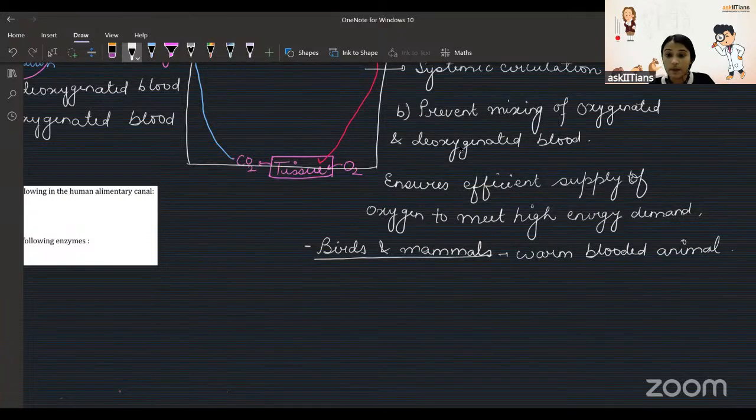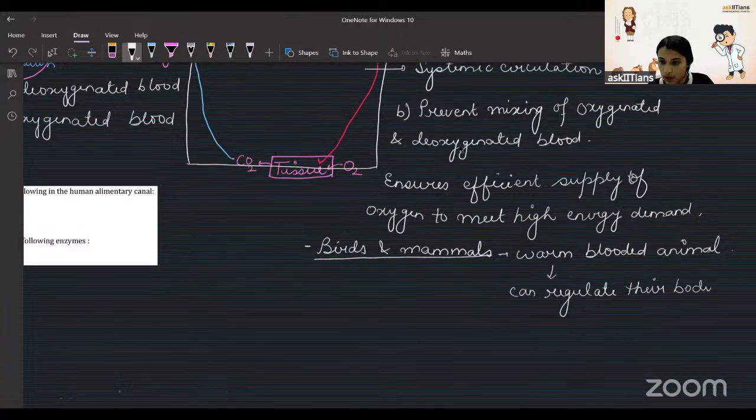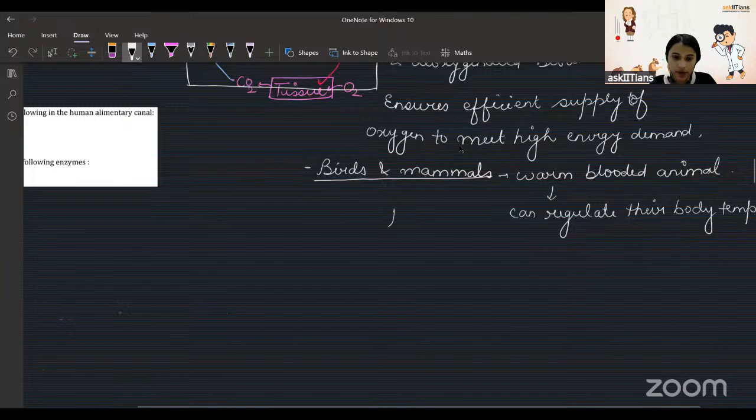Now, what's the meaning of warm-blooded animal? It means they can regulate their internal body temperature. So, for regulating this body temperature, these birds and mammals require large amount of energy. So, if there will be no separation of chamber, then how will they get a large amount of oxygen, right? So that is why birds and mammals have separate chambers.